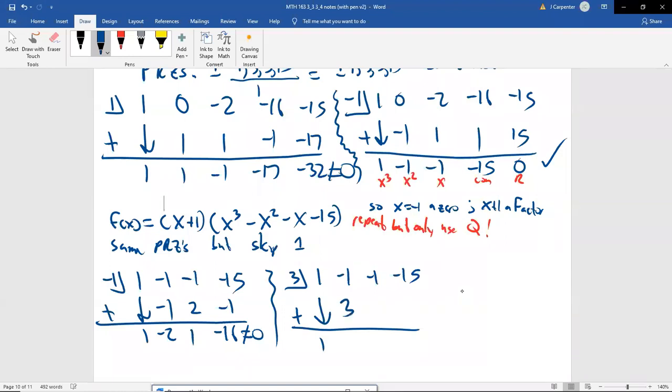1 times 3 is 3. -1 plus 3 is 2. 2 times 3 is 6. -1 plus 6 is 5. 5 times 3 is 15. And look at that, 0. So x equals 3 is a 0. And that means x minus 3 is a factor.